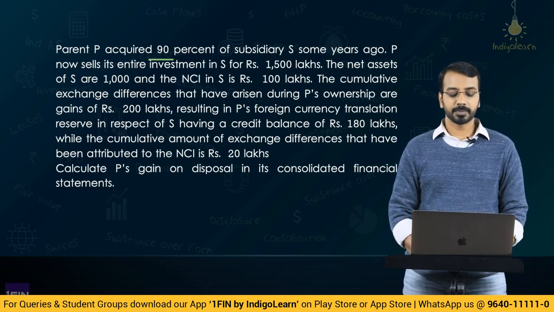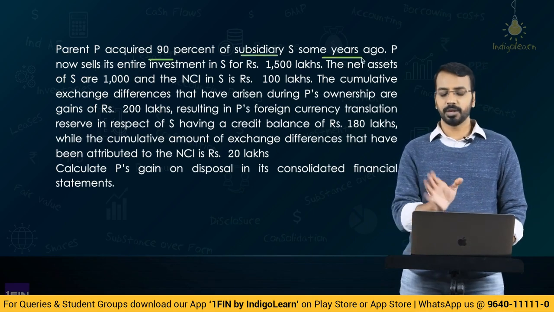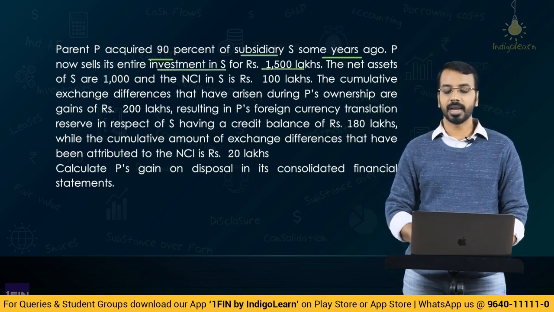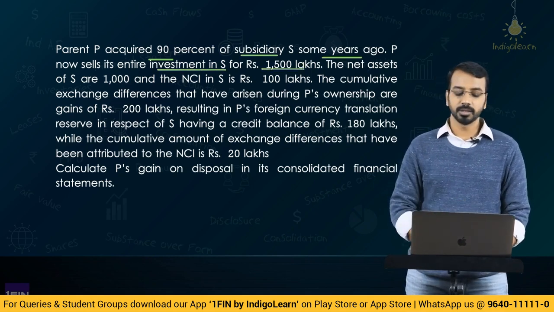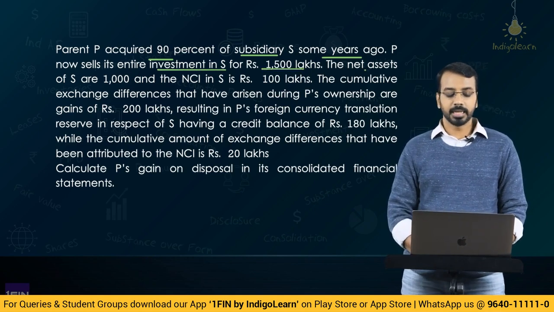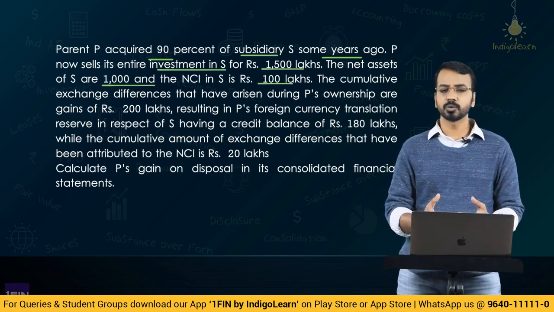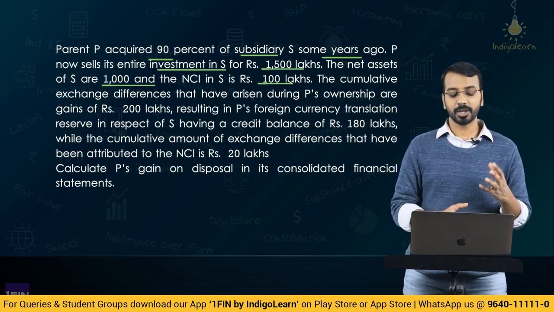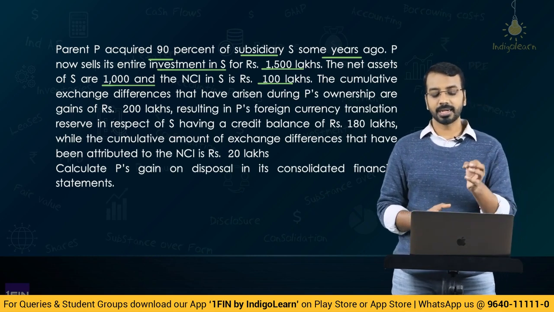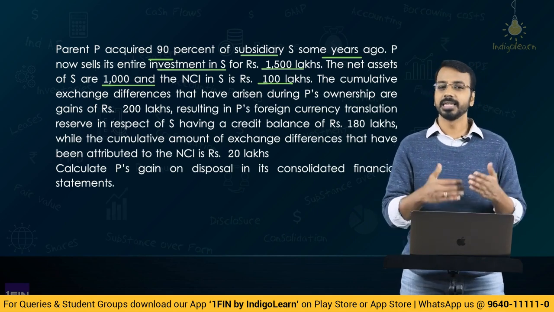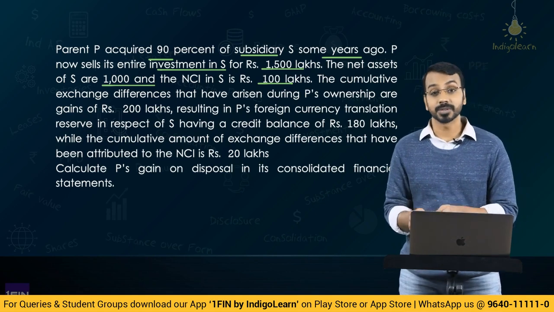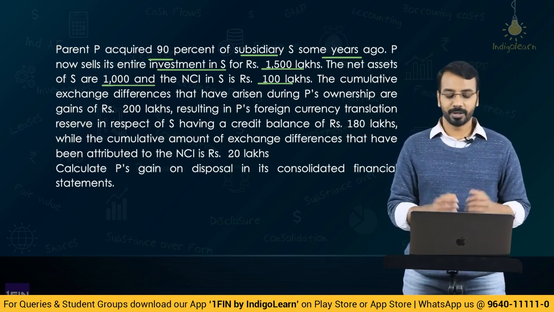Parent P acquired 90% of subsidiary S some years ago. So, P acquired S. He now sells its entire investment in S for 1500 lakhs. So, for 1500 lakhs, they have sold the subsidiary or the stake rather. The net assets of S are 1000 and the NCI in S is rupees 100. Means what? See, the total net assets in S is 1000, okay, and NCI share in that is 100. How is NCI share 100? See, the holding company has 90% stake. So, the non-controlling interest will have 10% stake. So, 10% of 1000 is nothing but 100, right?